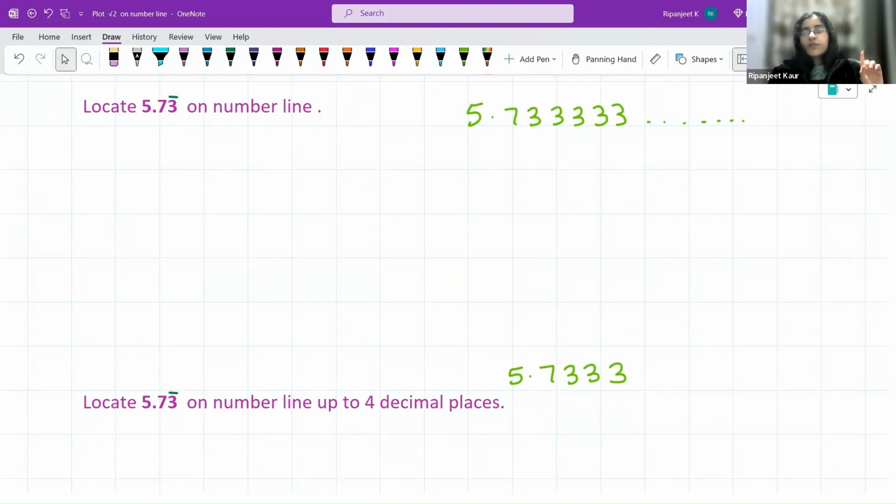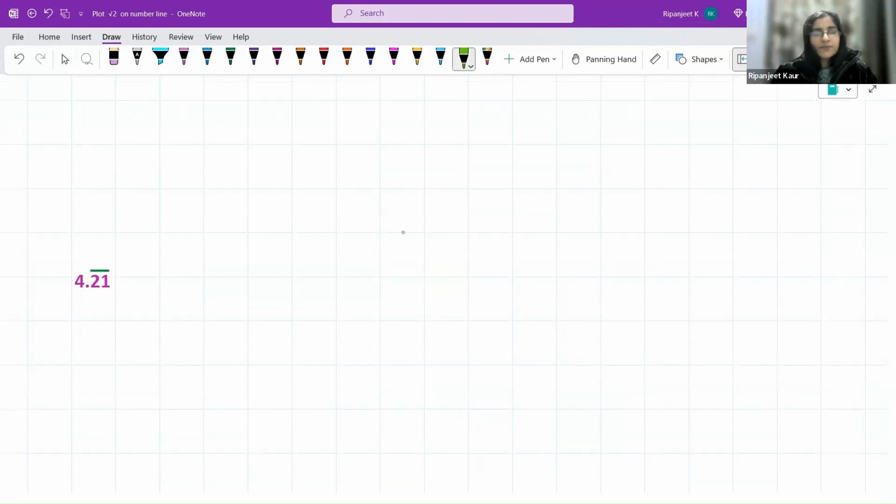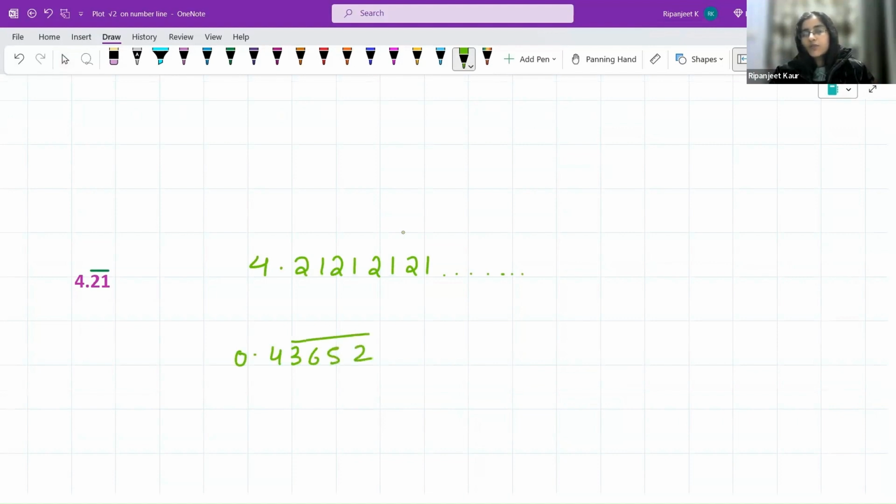Now this bar was only on a single number. What if the question is this? How many numbers are repeated? Well, the bar is on 2 numbers, so it is 4.21, 21, 21, 21, and so on it is going. So 21 is a repeating number. Okay, what if 0.43652 and the bar is on these 4 numbers? Yes, so we are going to repeat these 4 numbers.